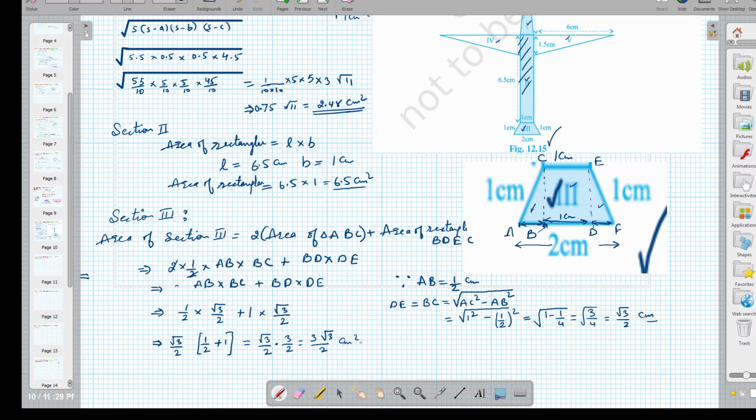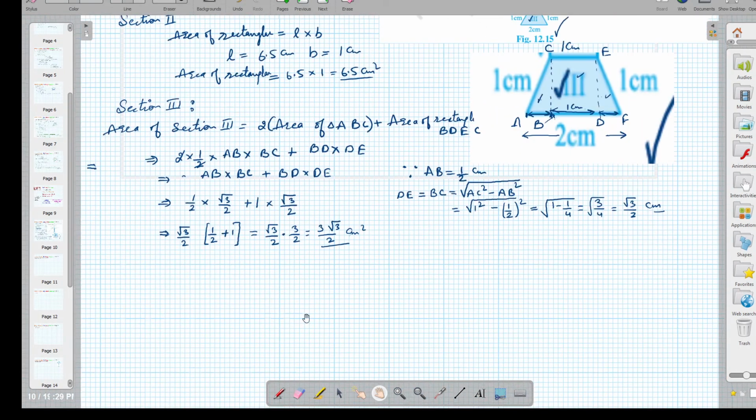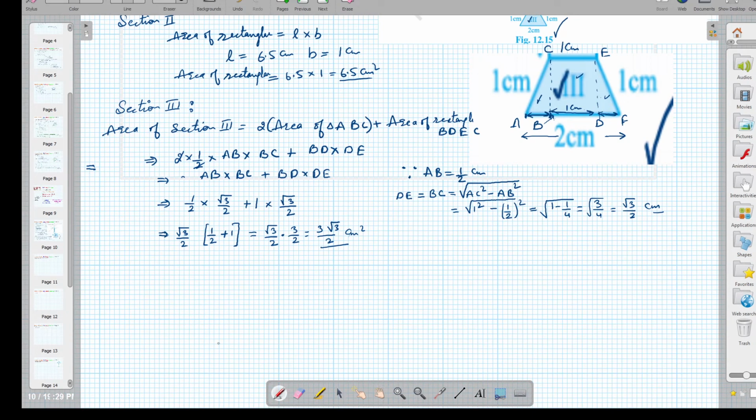So this value is for section 3. Now another, we have to find out for section 4. Section 4. In section 4, we have to calculate the value.